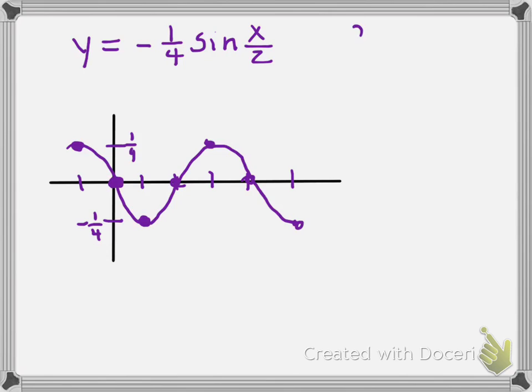The period is 2 pi divided by 1/2, which is 4 pi. That means from where it starts to where it starts over is 4 pi. This one's actually easy to label because it's easy to half these. Pi, 2 pi, 3 pi, 4 pi, 5 pi. How about k pi, where k is an integer?